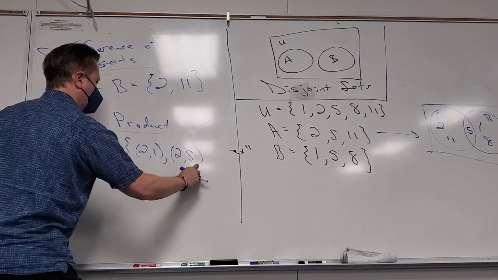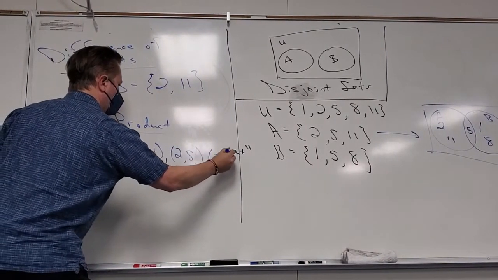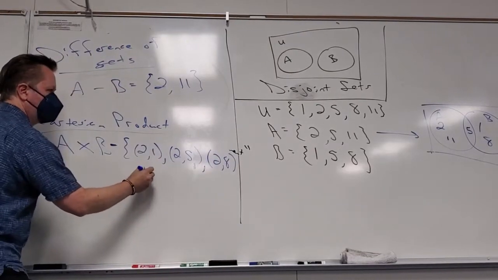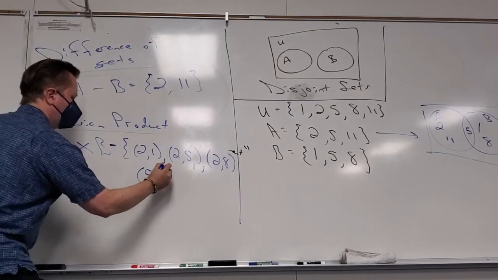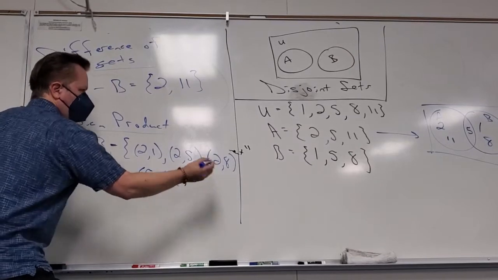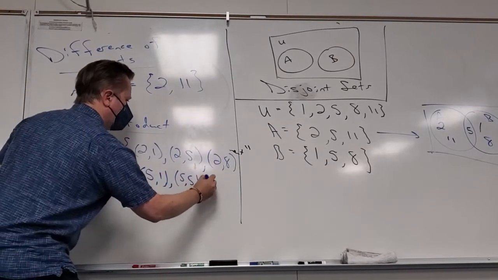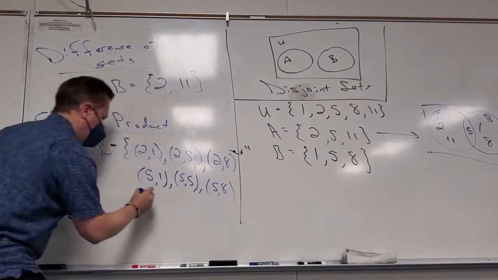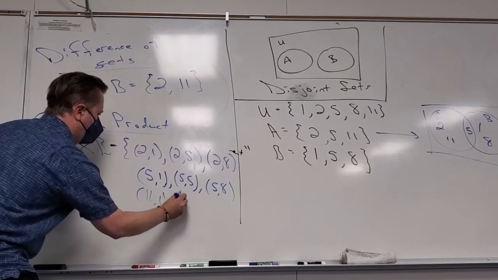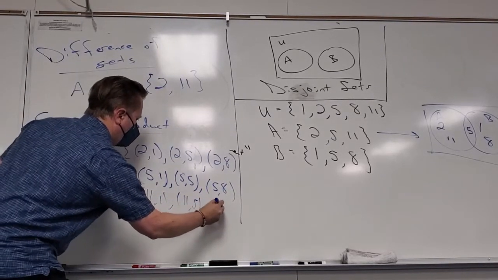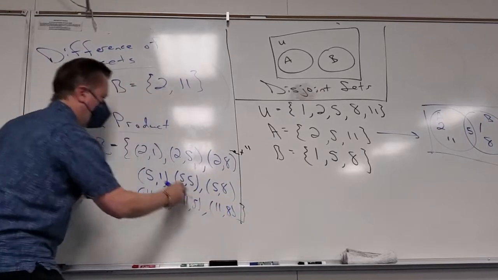And 2, and then you can also make 5, 1. Is everybody got me? Yeah. And 5, 8. And 11, 1. And 11, 5. And 11, 8. And there you go. Now how many elements are in this set?